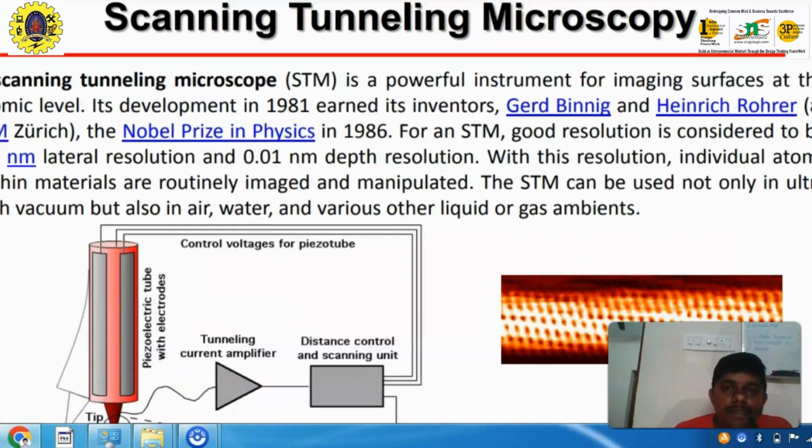And so, in continuation with our previous topic, we are going to see another advanced level of microscopy, that is the scanning tunneling microscope. In our earlier session, we saw the scanning electron microscope. Both have the same working principle. Both are using electrons.